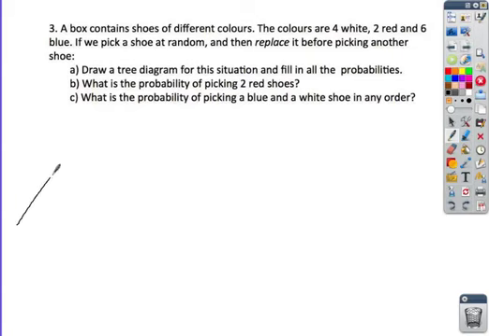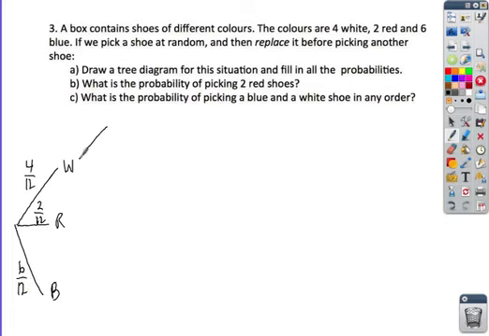Again, sometimes it's important to plan these. They can take up a bit of space. So we have white, red, and blue shoes. The probability of choosing a white is 4 out of 12, a red 2 out of 12, and a blue 6 out of 12. Again, note the probabilities in this branch all add up to 1.